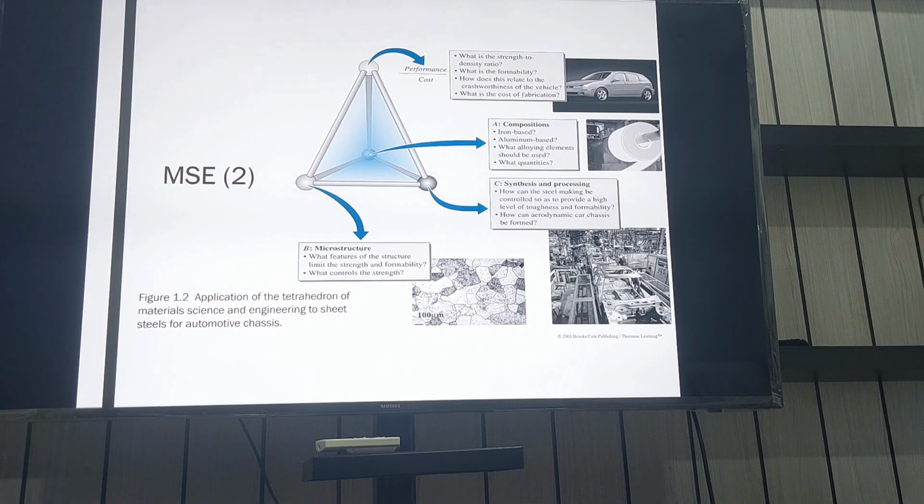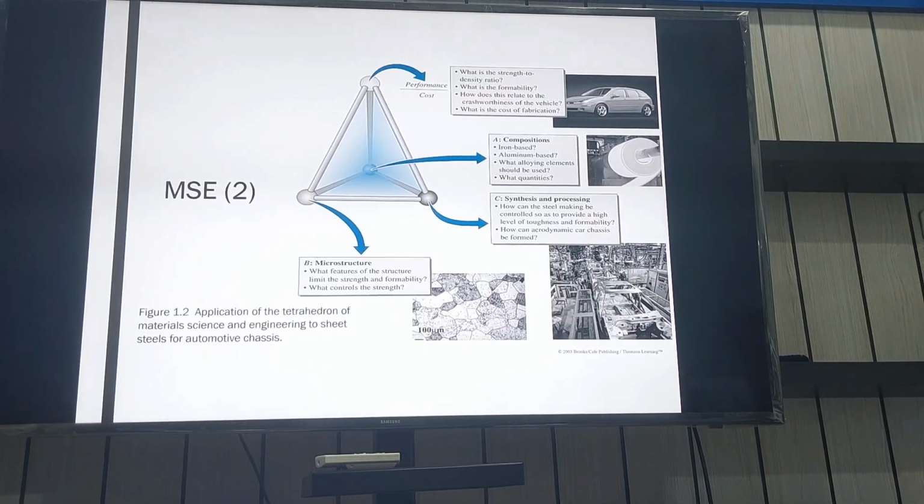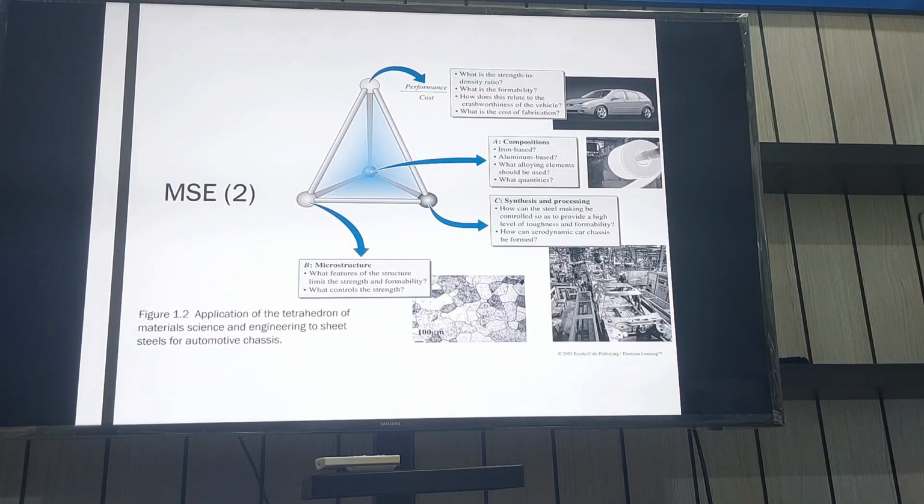Microstructure. What features of the structure limit the strength and formability? You already learned about material defects. Some defects are essential. Some defects have positive impact, and some defects have negative impact on the strength of the material. So maybe you can remember what the positive defects are.